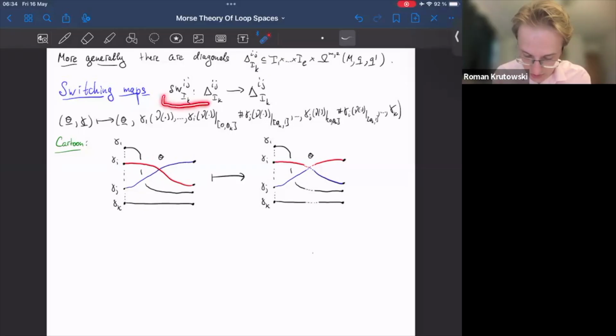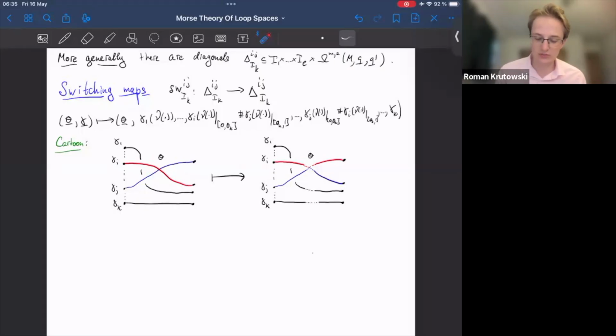So we introduce these switching maps, which cartoonishly look as follows. You look at these two paths which intersect at this moment of time theta, and you replace gamma_i with a path which travels along gamma_i until theta, and then jumps onto gamma_j. And a similar thing happens here. So one should really think that we fixed some fixed set of a group action. Here it's just this transposition, and we reflect it along this diagonal.